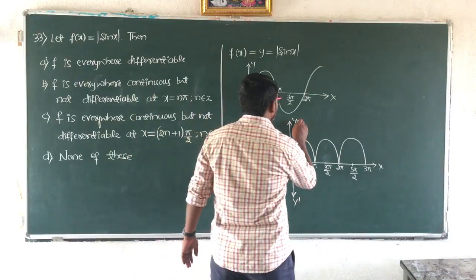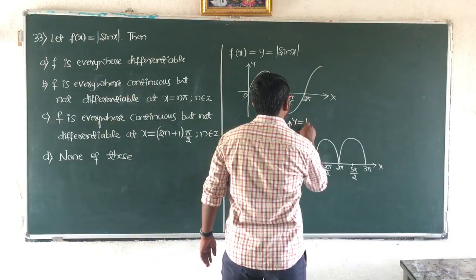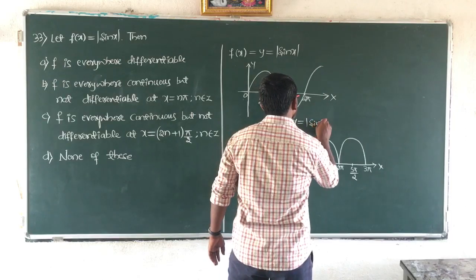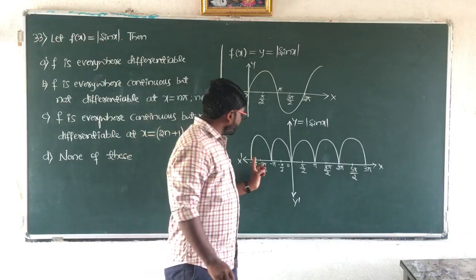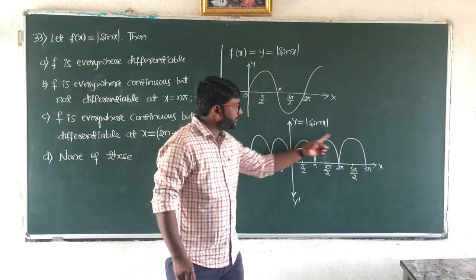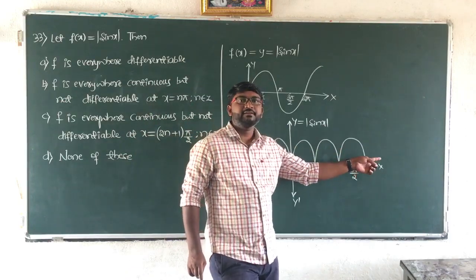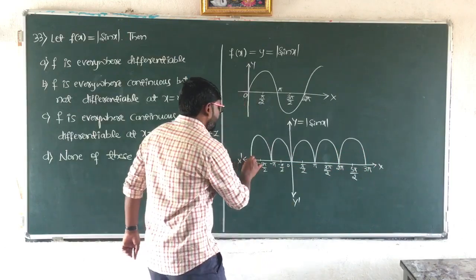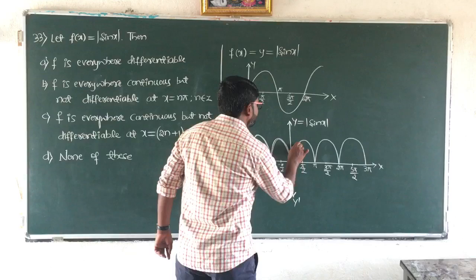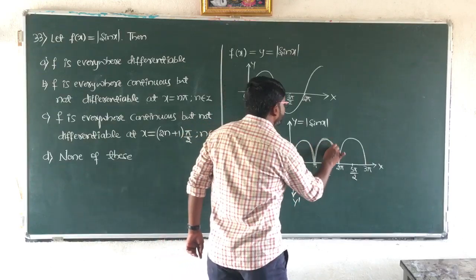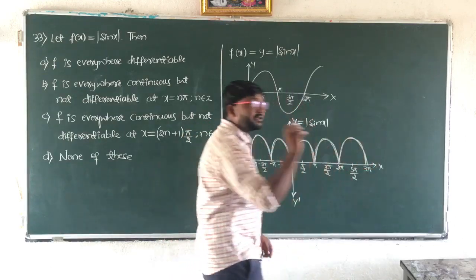So here y is equal to mod sin x. Now observe one thing here. From minus 2 pi to 3 pi the function is continuous. See here, you are able to draw the graph of this function without lifting the chalk. So this clearly shows that the function is everywhere continuous.